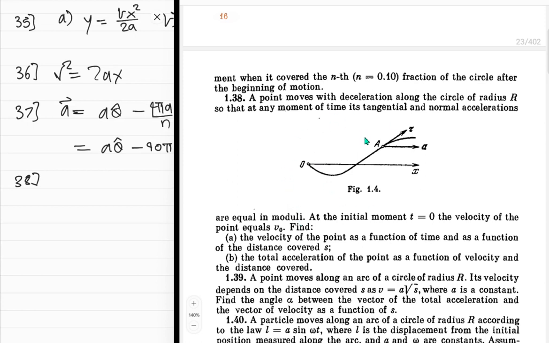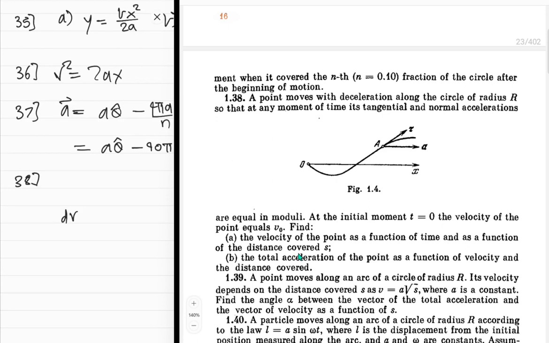A point moves along a circle of radius r so that at any point its tangential and normal acceleration are equal in moduli. At the initial moment t equal to 0, the velocity of the point equals v naught. Find the velocity of the point as a function of time and as a function of distance. All right, so we'll have to do this.